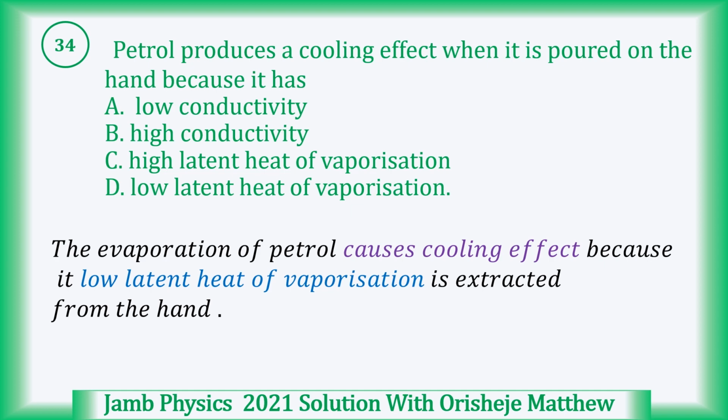Question 34 had to do with latent heat of vaporization. One thing you should know is that petrol produces a cooling effect when it's poured on the hand, because of the evaporation of the petrol, that is when the liquid is converted to gas. That process of evaporation leads to cooling. The evaporation of petrol causes a cooling effect because of its low latent heat of vaporization, which is extracted from the hand. So the reason for that is because petrol has low latent heat of vaporization.